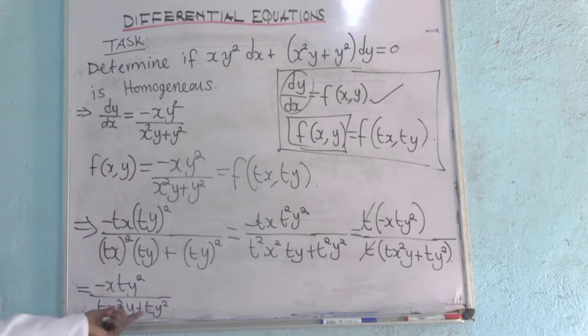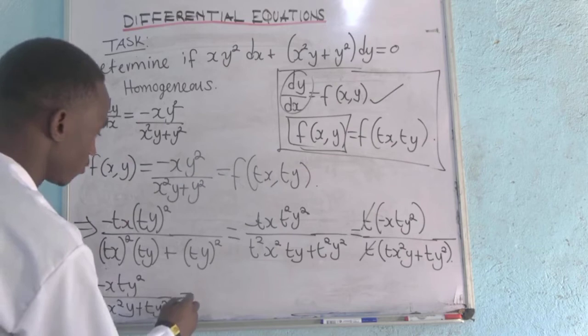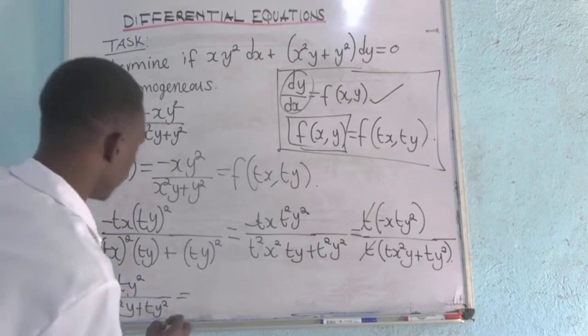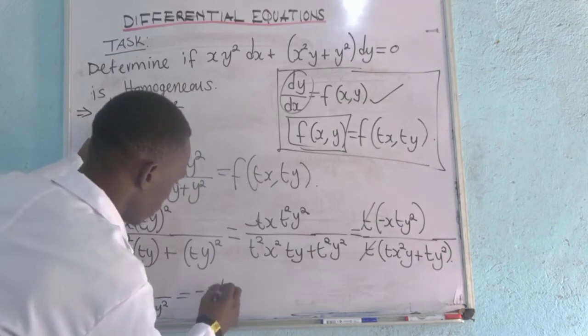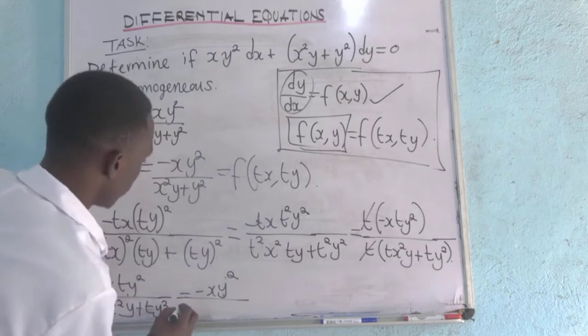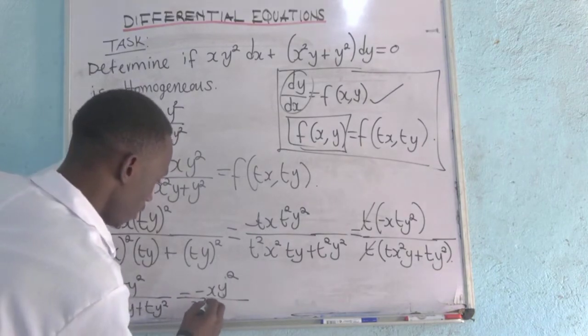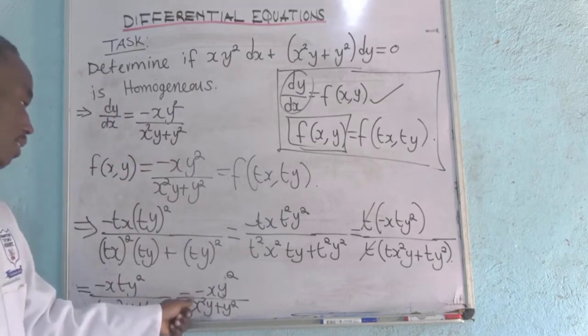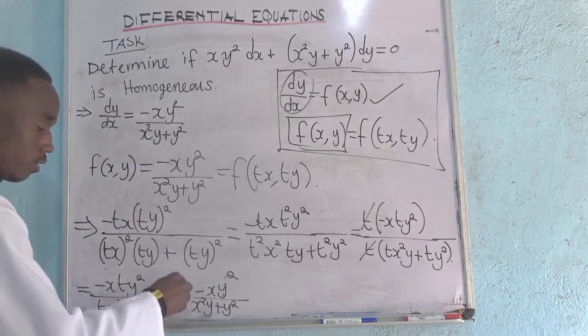So now what you have here, is it equivalent to the original equation, this one, which is negative x y squared divided by x squared y plus y squared? So clearly you can see that these two equations are not equal.